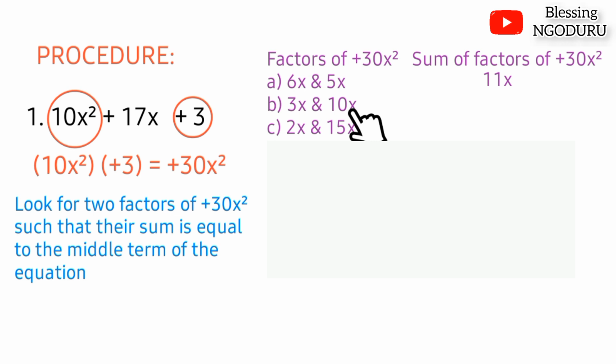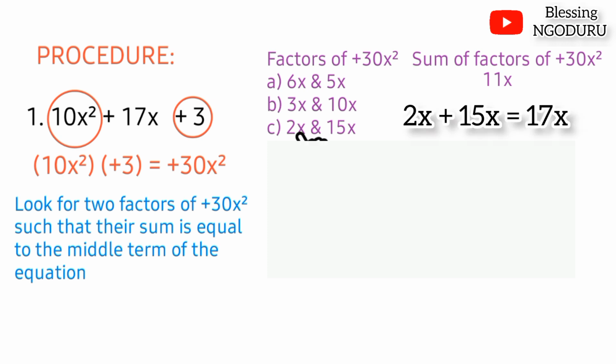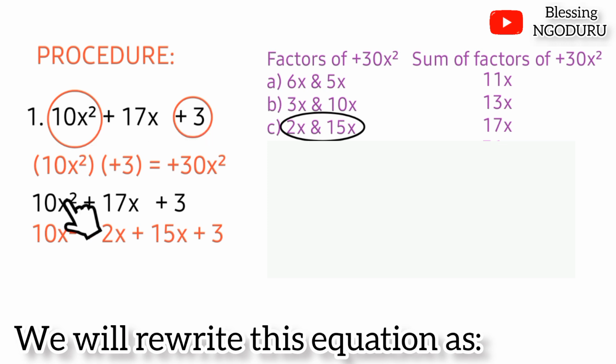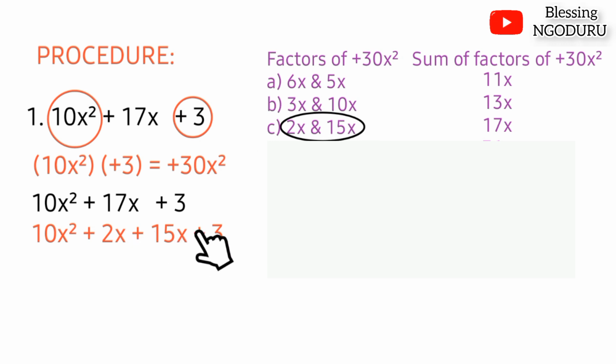3x times 10x gives plus 30x². 3x plus 10x gives 13x, which is not equivalent to 17x, so we'll move to the next factor. 2x times 15x gives plus 30x². 2x plus 15x gives 17x. So the required pair that gave us 17x, being the middle term here, is 2x and 15x. So we'll write this equation as 10x² plus 2x plus 15x plus 3.